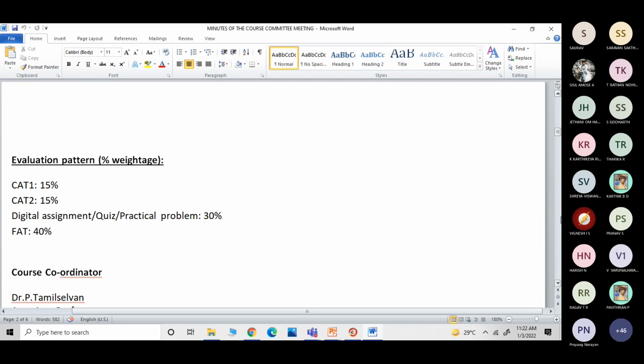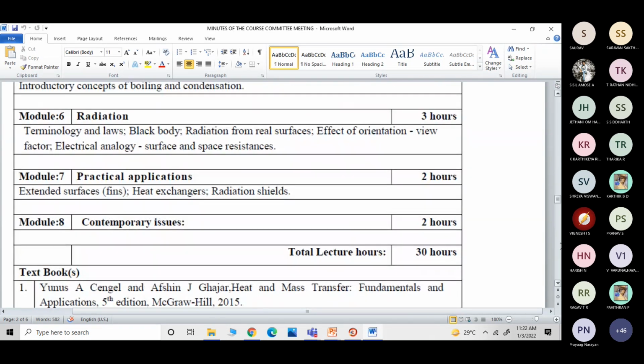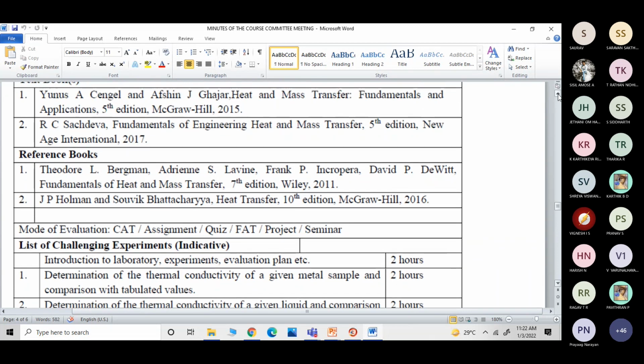And the percentage evaluation: CAT 1 is 15 percent weightage. CAT 2 is 15 percent weightage, digital assignment is 30 percent, and the final FAT exam is 40 percent. You know that. So these are all the things I wanted to say. As far as the textbook is concerned, you can go for Sachdeva, a very good book, or you can go for Rajput, or Cengel.